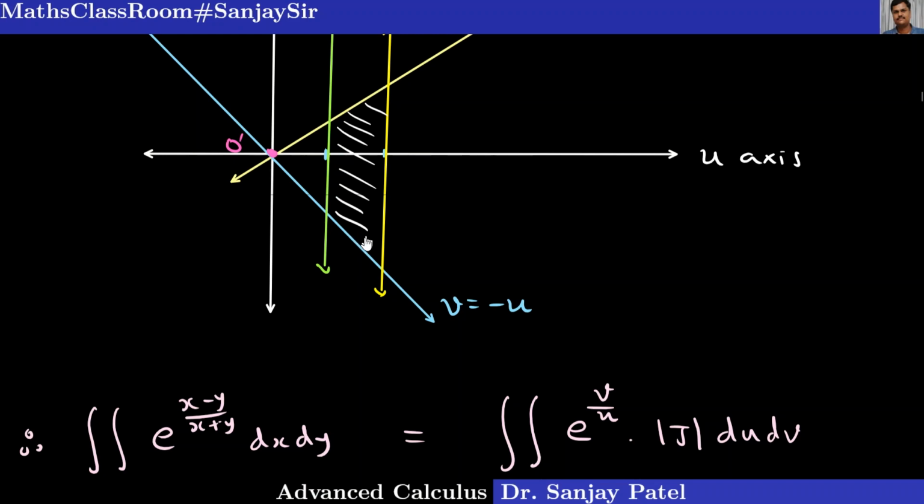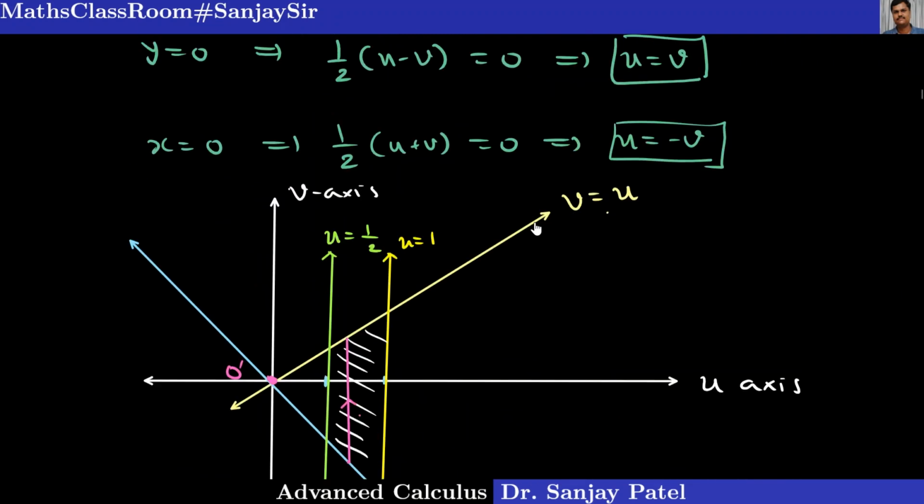So you understand that if you integrate with respect to v first, then the limits of v are functions of u, and that can be obtained by taking a strip parallel to the y axis. Let me take a strip parallel to the y axis in this region. So we determine the limits or end curves of this strip. So this end curve is lying on this, and we can write the limits of v in terms of u. So v is equal to minus u to v is equal to plus u.